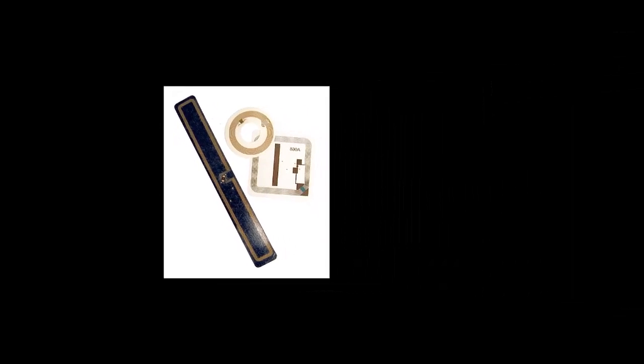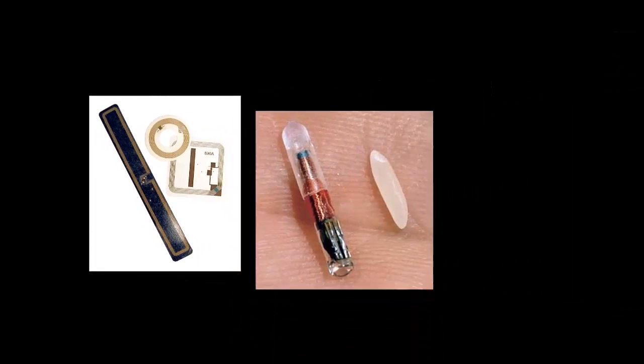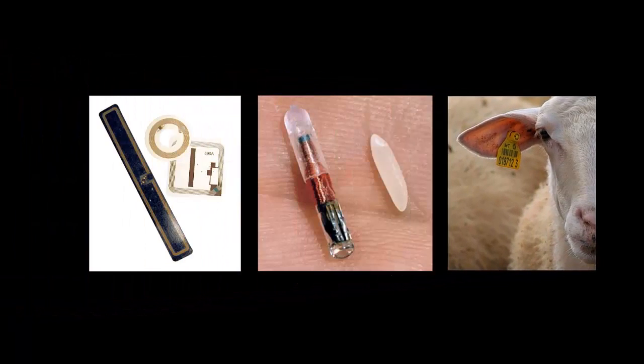Now let's go back to RFID. Coming up here are some examples of different shapes and sizes of RFID tags. The picture on the left contains many different types. The picture in the middle is a tag that could be implanted in your body and is sitting next to a grain of rice. The last picture is a tag that farmers can use to keep track of their animals.